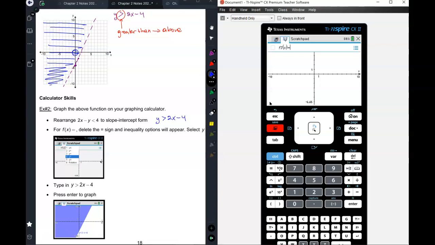Now raise your hand if you still have a graph there. How do you delete all of your past equations on the graph? This is one way to do it. Scratch pad. It clears the scratch pad.